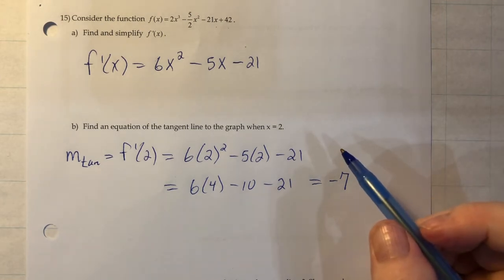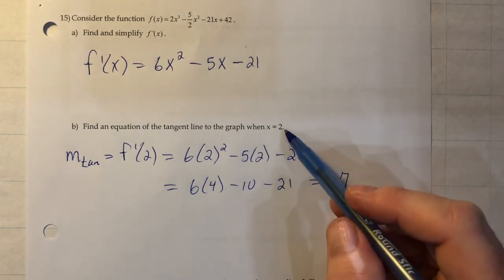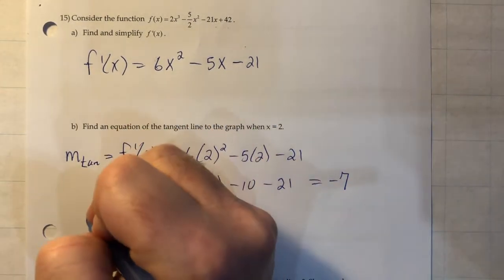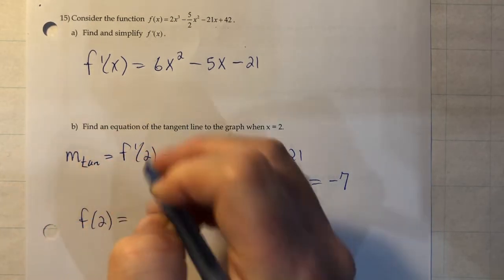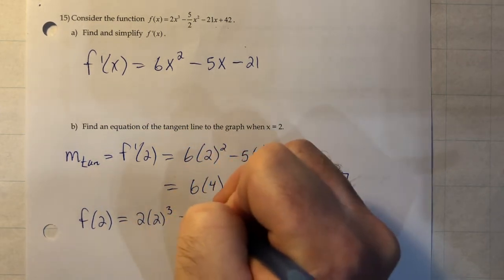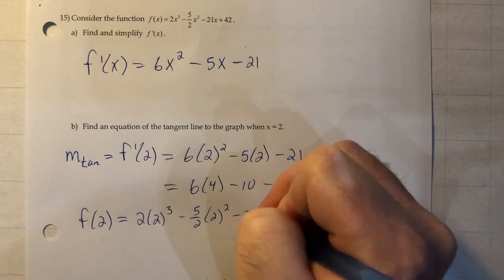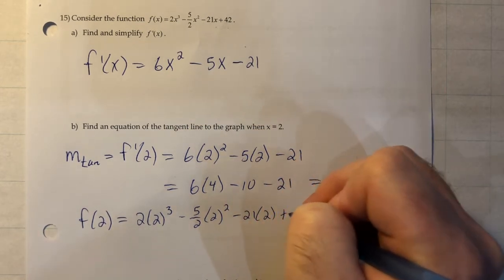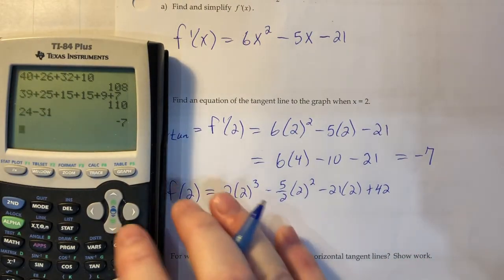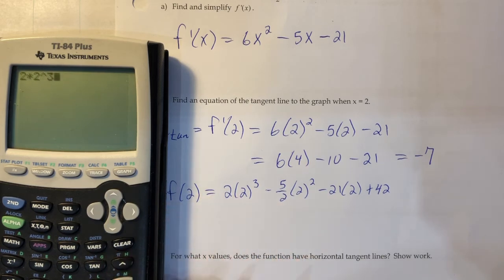And then to get the equation of the tangent line, we also need the y-coordinate that goes with this. So we need to know what f of 2 is. So f of 2 would be 2 times 2 cubed minus 5/2 times 2 squared minus 21 times 2 plus 42. I'm just going to put that into the calculator real quick. So let's see, we get 2 times 2 to the 3rd minus 5/2 times 2 squared minus 21 times 2 plus 42.